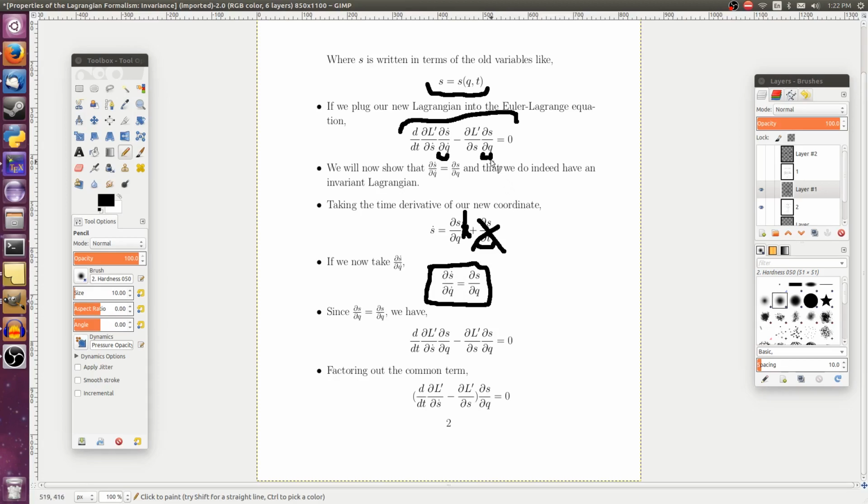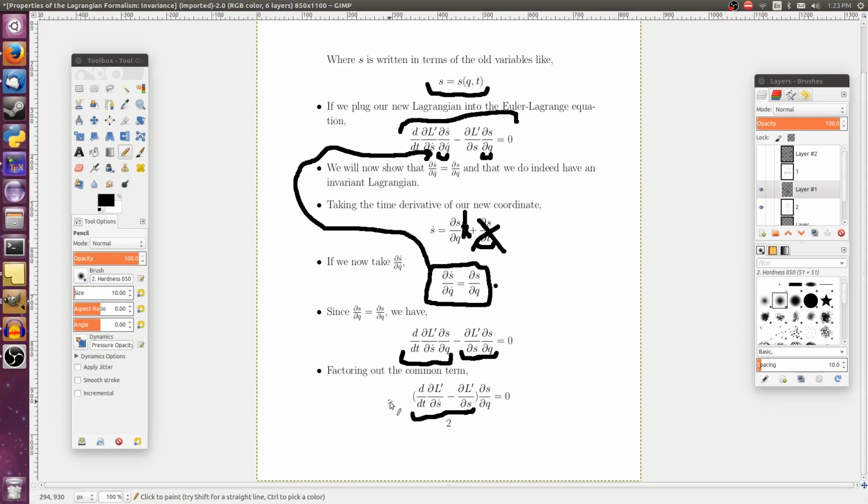Now, what does that give us? Well, it means we can substitute back into here, and what we get is that d over dt of partial L prime over partial S dot is equal to, well, we substitute this in, so we get partial S over partial Q. And then we have the same thing as before on the second term. So we can factor this common term out of both of these, because we have a partial S over partial Q on both of them. So whenever we do that, we get this. And this thing right here should look familiar, because now it just looks like the Euler-Lagrange equation for L prime, S, S dot and T.